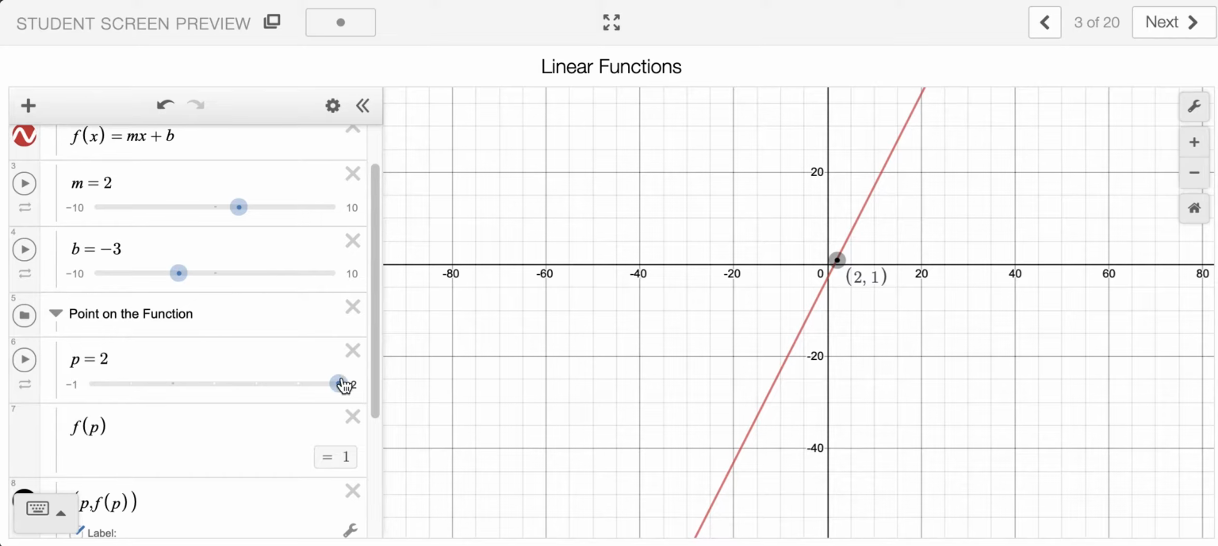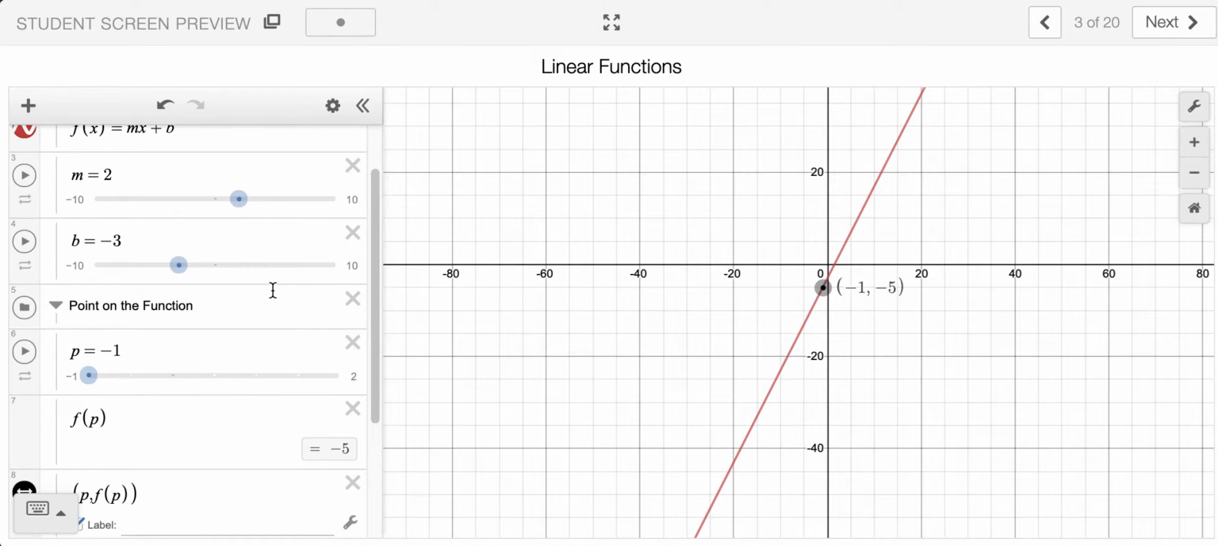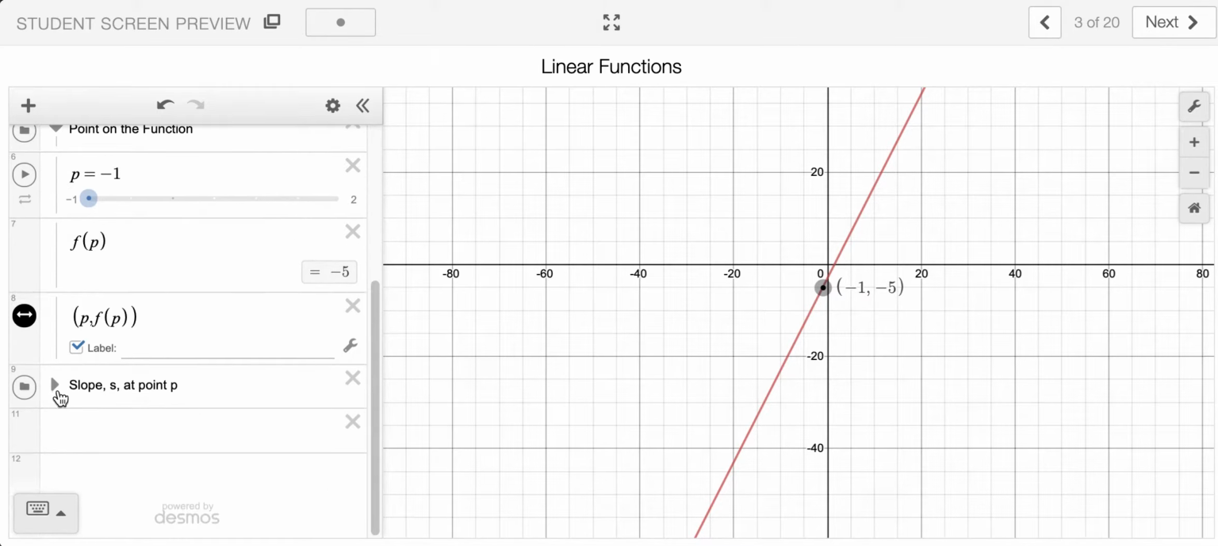But if you slide along the slider, you see here I have it set up for particular values of P. If we start off at -1 and scroll to the right, see it locks in on particular values, and each one of those values for P has a corresponding value for f of P. So those are x, y coordinates along that function. Then if you scroll down further, you see the slope.